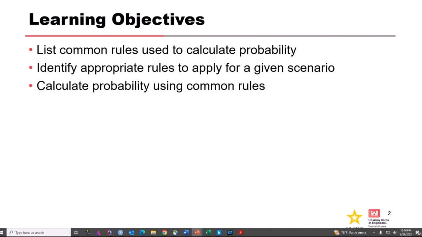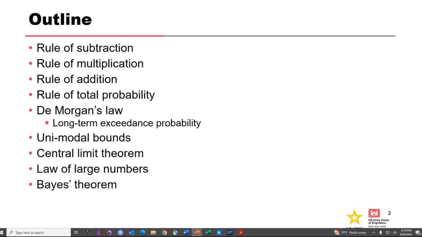There's lots and lots of different techniques and rules and methods in probability. We'll just cover a handful of the most common ones that you'll see come up in risk analysis and risk calculations, and try to give you some examples as we go along of how and when and where and why some of these rules are used in different scenarios, and then hopefully you'll come out of this being able to apply some of these rules in practice.